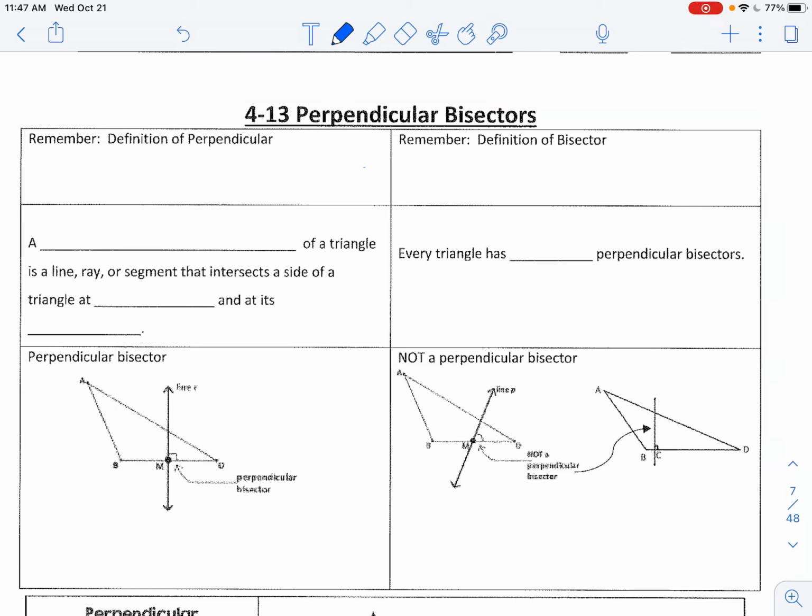Today's notes are on perpendicular bisectors. So let's recall the definition of perpendicular. Well, it's when two lines intersect to create a 90-degree angle. So you'll have two lines intersecting and that little right angle mark.